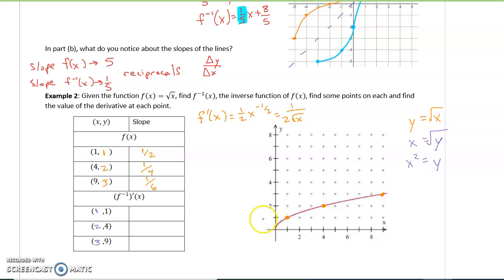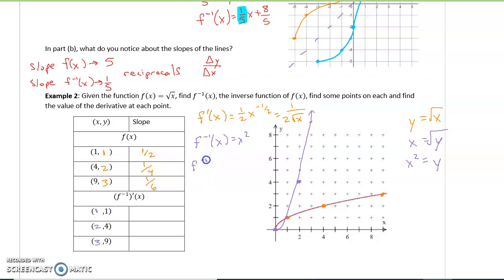So just when x is positive, because x was only positive in the original function, we get the positive half of our standard parabola, right? So it'll look something like this. And again, the line y equals x would be your axis of symmetry there. All right, well, this is f inverse, right? F inverse of x is equal to x squared. So now we're asking to find the slopes of the corresponding points here. Well, let's take a look.